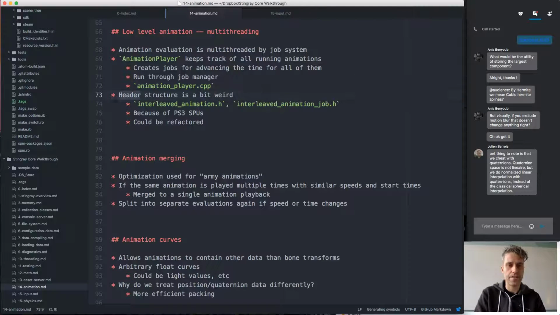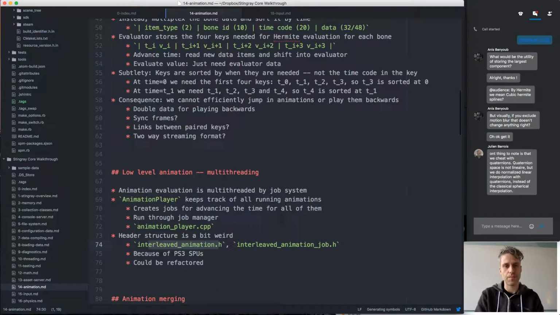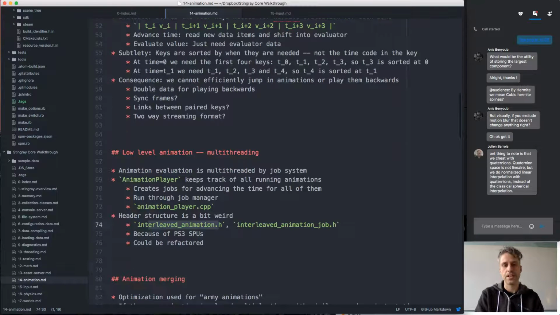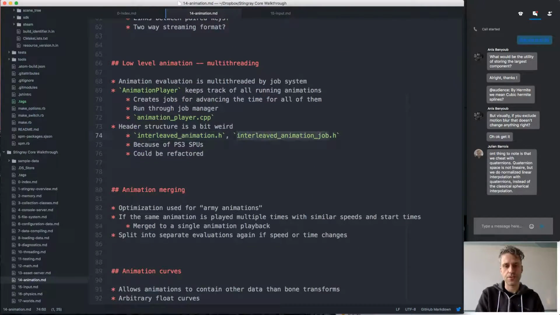One thing to note if you're looking at the animation system is that the header structure is a bit weird. The files are sort of broken up in more files than seems reasonable. We have one file, interleaved animation.h, which is used to represent this multiplexed format. It's called interleaved since the keys from different bones are interleaved. But then there's a file called interleaved animation job.h that has some of the same structure too, and it's sort of split up between these two files.